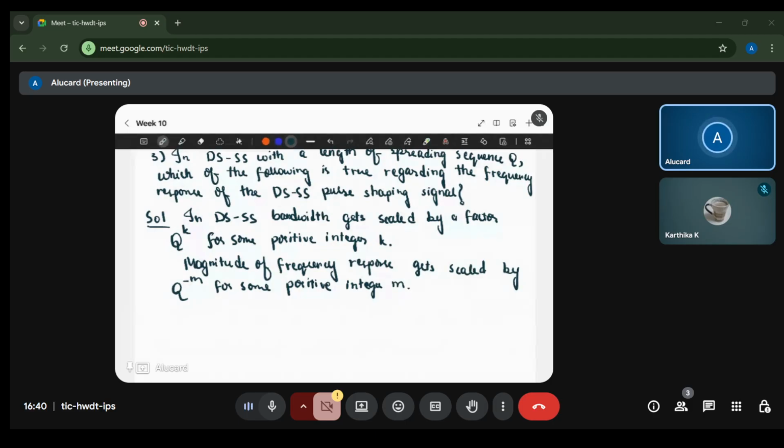I can tell you up to this much, then you have to go to the lecture and find out what is the value of k and m. So the options give you bandwidth gets scaled by q, that is, q power 1, and magnitude gets scaled by 1 over q square, that is q power minus 2. So bandwidth gets scaled by a positive power of q, and magnitude of frequency response gets scaled by a negative power, so it's 1 over q power m for some positive integer m. What are the exact values of k and m? You should go back and watch the lecture video to find out.